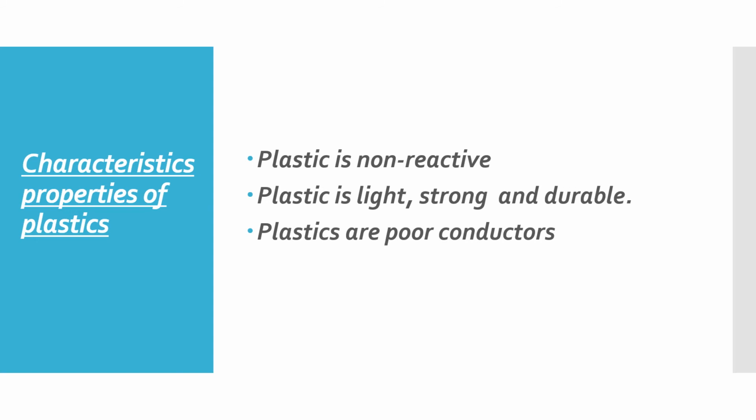Plastics are poor conductors of heat and electricity. That's why electrical wires have plastic covering, and handles of screwdrivers are made of plastics. Handles of frying pans are also made of plastic because they are poor conductors of heat.